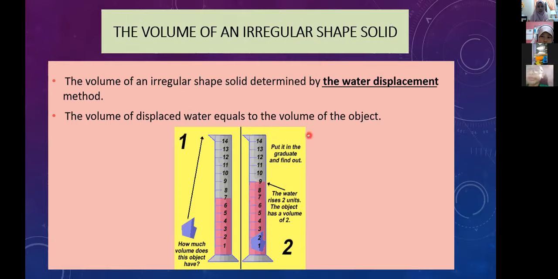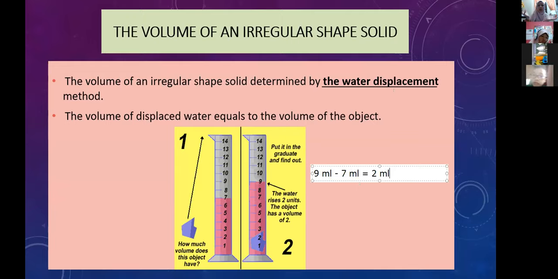Okay, as you can see here, the final volume is 9 ml. Okay, this is the final volume, 9 ml minus with the initial volume yang awal tadi, teacher tak letak batu, is 7 ml. So, the volume of the object is 2 ml. Okay, this is the method of water displacement.